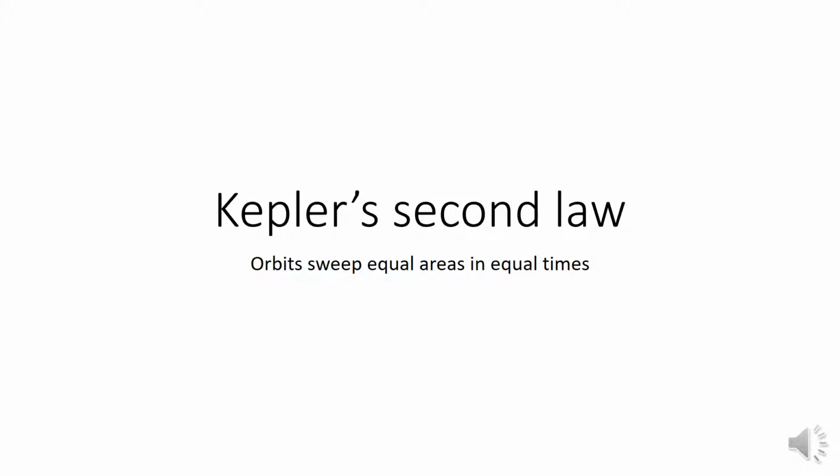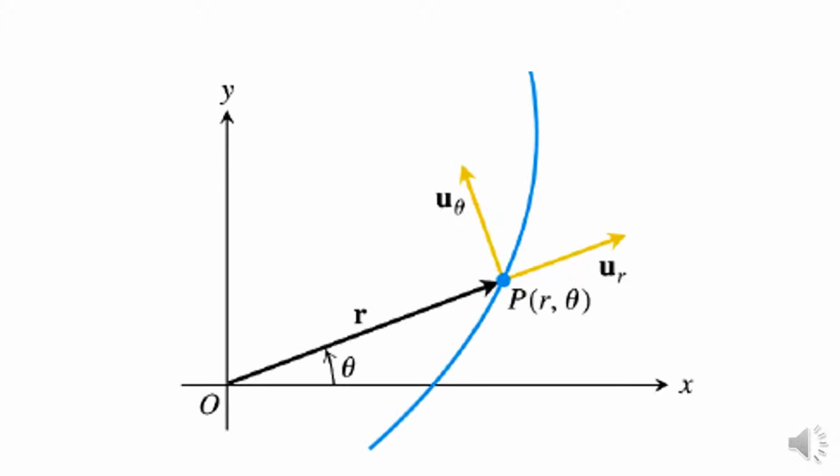The purpose of this video is to derive the expression that proves that orbits sweep equal areas in equal times. This is known as Kepler's second law. Last time we learned that this orbit is in a plane, and that is important. That means we don't have to worry about z.